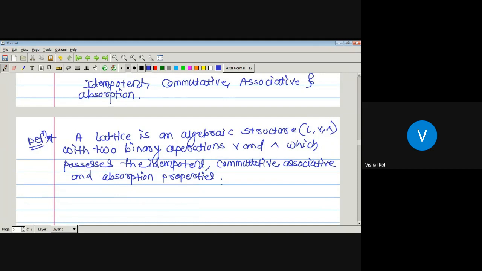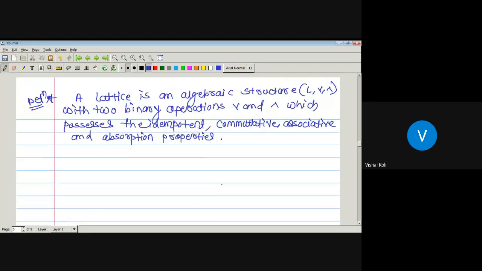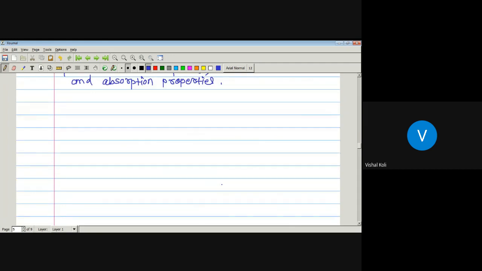Okay. Now the next concept is nothing but the sublattice, which is same as our subgroup. If there is a group, then we have to define a subgroup. As here we have a lattice, then there is a sublattice. Let us see what is a sublattice.